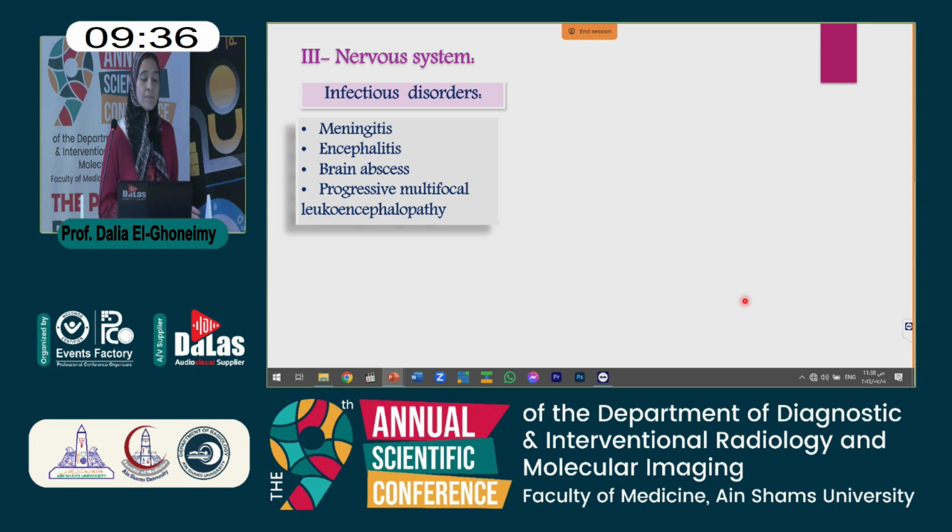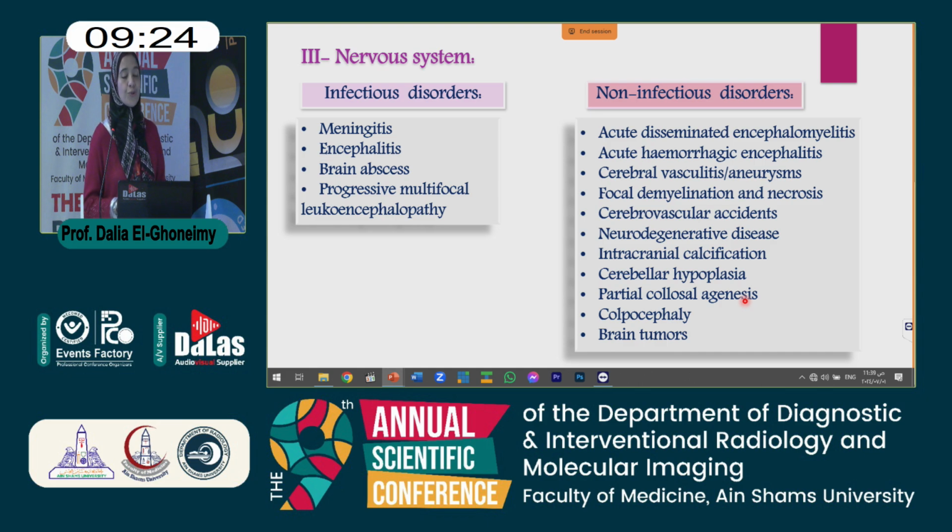So coming to the nervous system, patients are susceptible to meningitis, encephalitis, brain abscess, and rarely progressive multifocal leukoencephalopathy. And non-infectious disorders, a very long list of immune-mediated disorders like, as Dr. Rania beautifully demonstrated for us, acute disseminated encephalomyelitis, acute hemorrhagic encephalitis, and this is a recent patient with veno-occlusive disease and immune deficiency, and he got acute hemorrhagic encephalitis, and in spite of receiving the exact protocol for the disorder, the patient is unfortunately non-responsive at all.